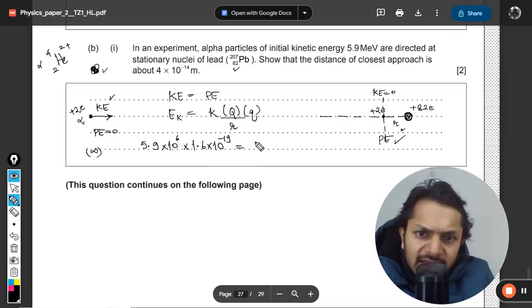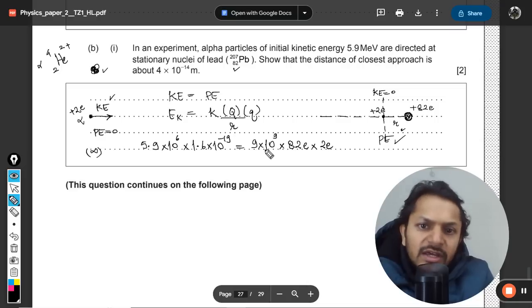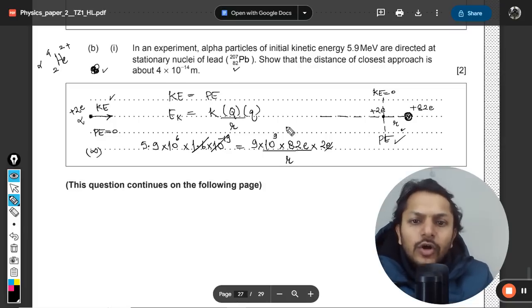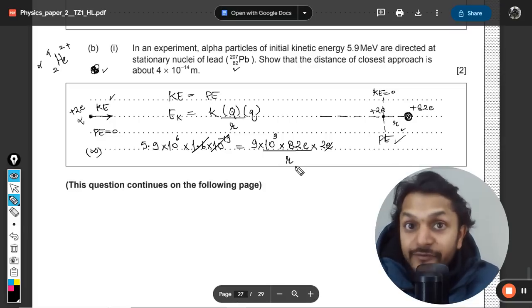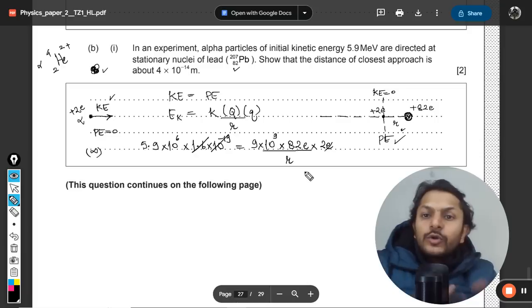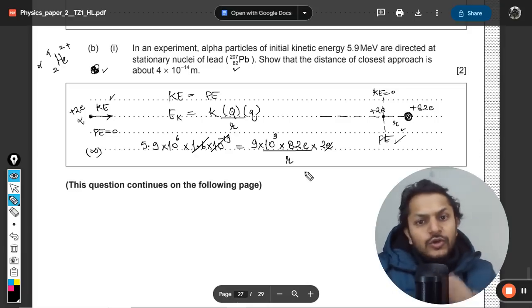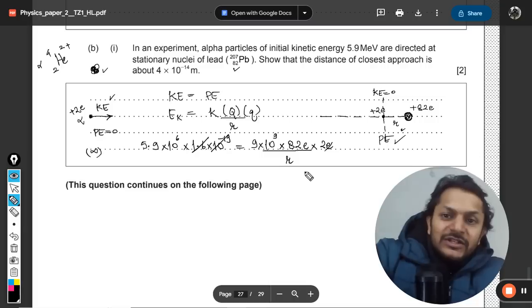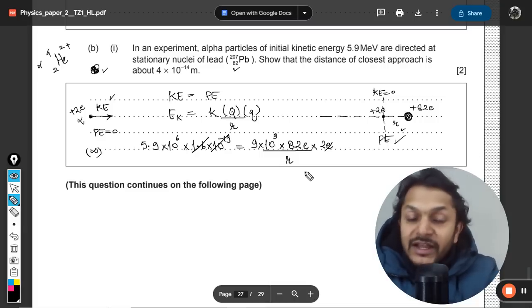So this, and K value is 9 into 10 raised to power 9. Capital Q value is 82e, and small q is 2e, divided by r. So this 1e and 1e can be cancelled. Accordingly, we can find the value of r from this expression. Again, we are not going to do anything as of now. You can use the calculator and you can see that yes, you are getting the answer, which is similar to 4 into 10 raised to power negative 14.